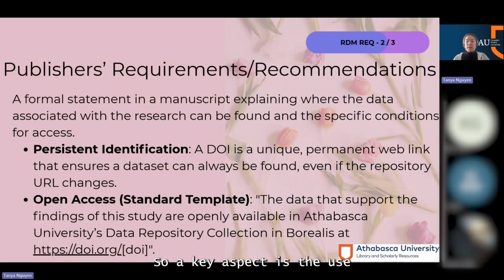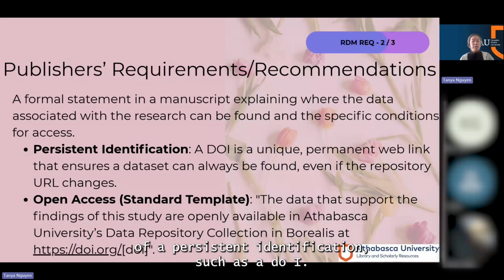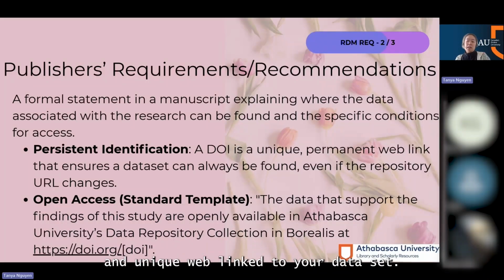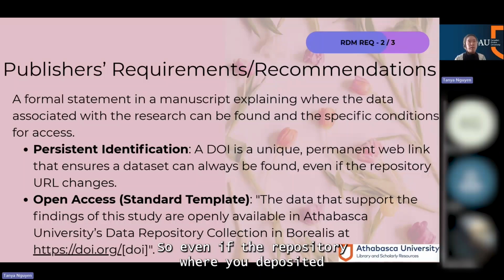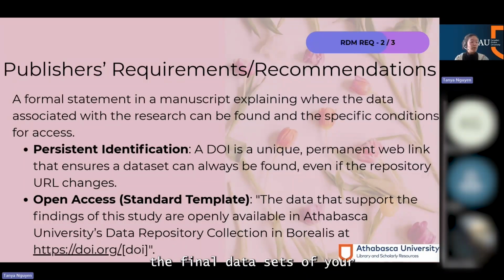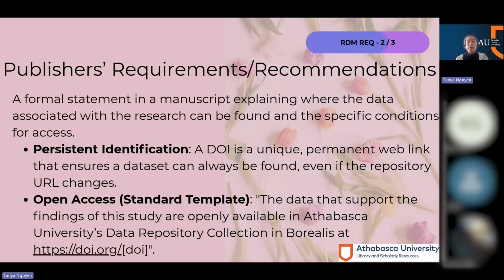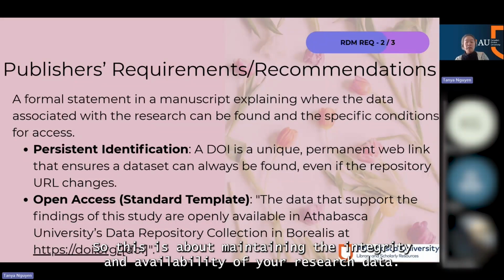So a key aspect is the use of a persistent identifier, such as a DOI. And this is crucial because it provides a permanent and unique web link to your dataset. So even if the repository where you deposited the final datasets of your research changes, that DOI that points to your data remains accessible. So this is about maintaining the integrity and the availability of your research data.